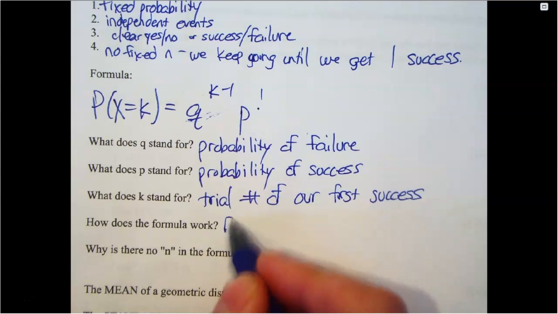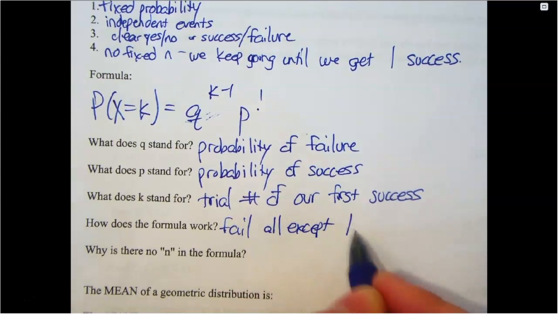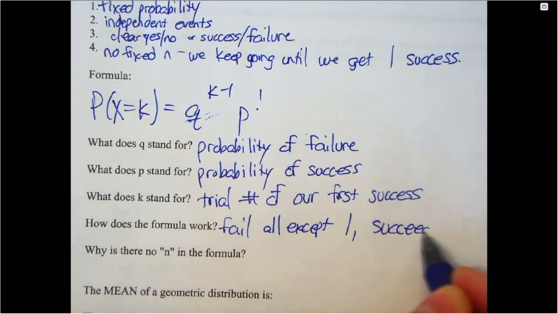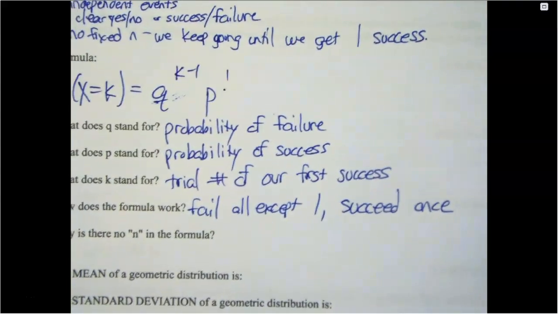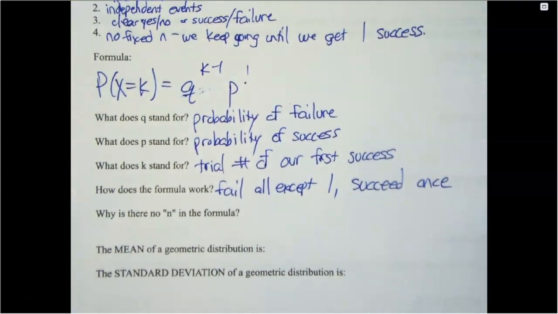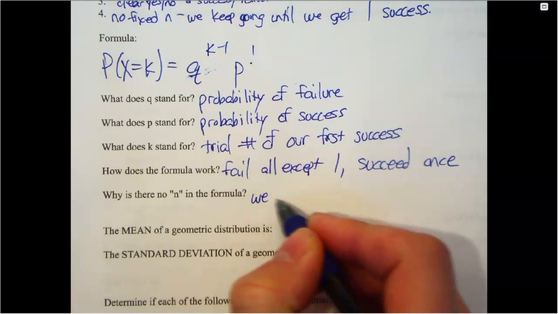So it's fail all except one, succeed once. Fail is such a harsh word, but you know what I mean. Why is there no n in the formula? Because we don't know how long it's going to take. I might make my first free throw on the first attempt, second attempt, third attempt. We don't know.